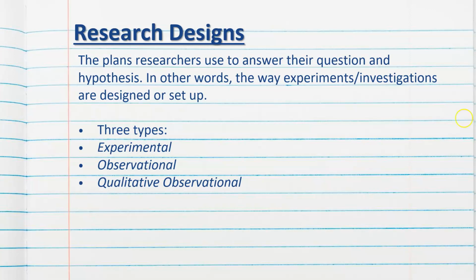But as the term suggests, to put it very simply, it's the plans researchers use to answer their question and hypotheses. So how do we design our experiment or investigation to answer our question and hypothesis as best as possible? There are three different types: experimental, observational, and qualitative observational. Now for the last one, sometimes this is just called qualitative, sometimes it's called qualitative observational. Both are correct. So you can just refer to it as experimental, observational, and qualitative, but qualitative observational is also fine. So let's look at these in more detail.